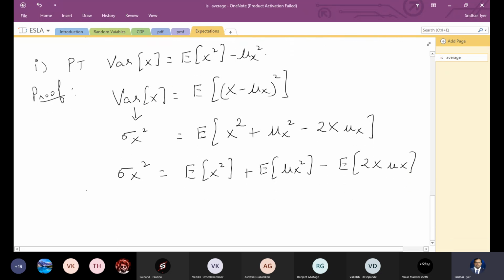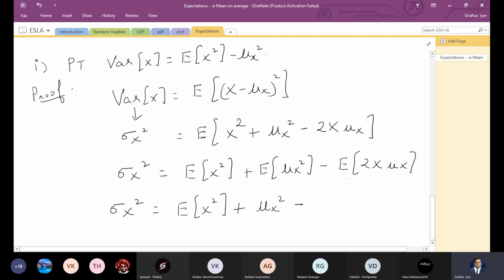Then you have sigma x square equals E of x square plus, now in the second term, let me mark this with a square bracket here, E of mu x square. Now mu x itself is an expectation. That means mu x itself is a mean value. So there is no question of finding expectation of the expectation, right? You can't find the mean value of a mean value. Doesn't make sense, right? Therefore, in the second term here, there is no question of finding any expectation. So it's just going to be mu x square, right?